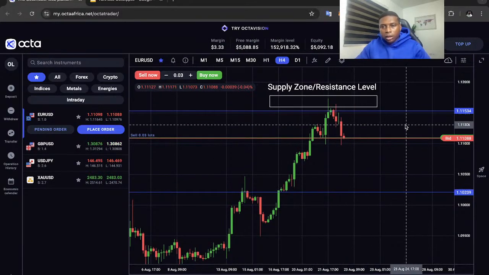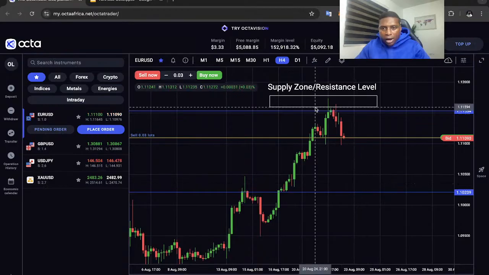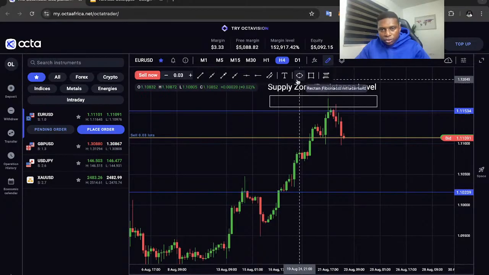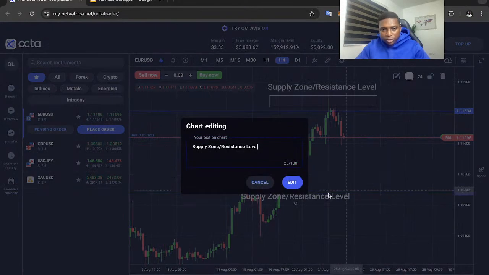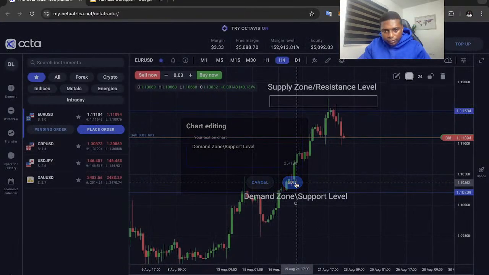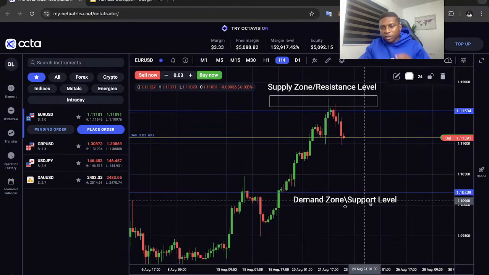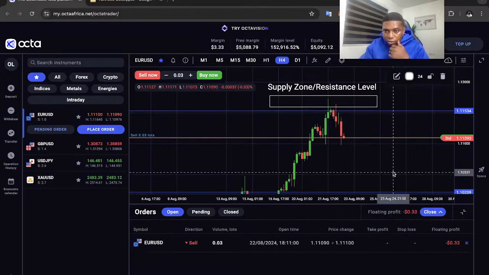All right, and of course my target would be the next support zone. And where is the next support zone? Okay, the next support zone, like saying demand zone. I'm going to sell at the next support level. So I'll be selling at the next support level. Where is the next support level? This level. All right.